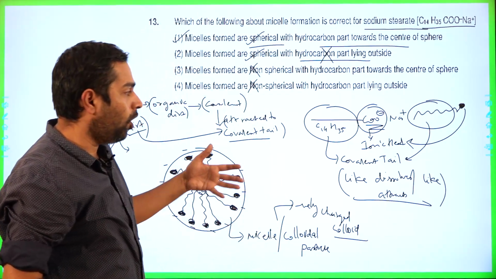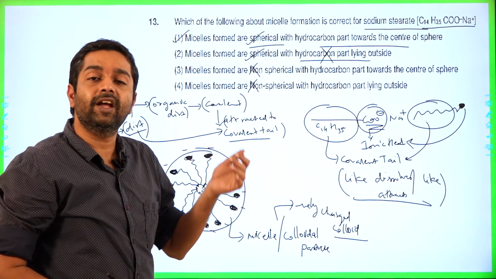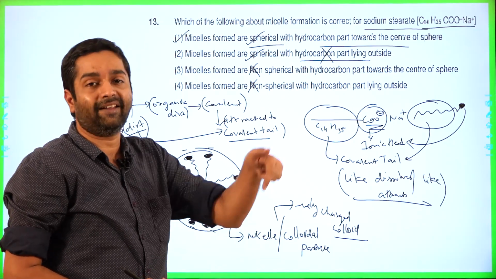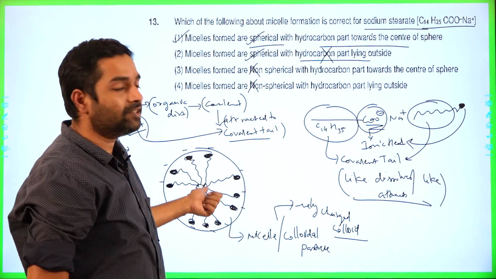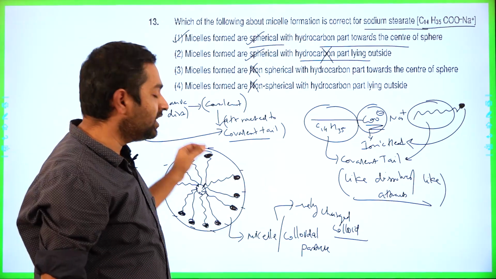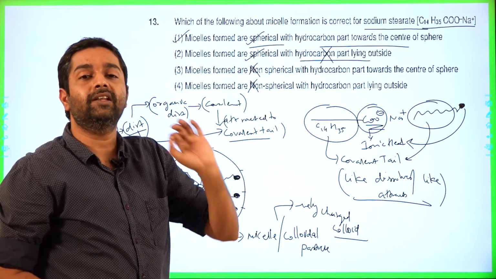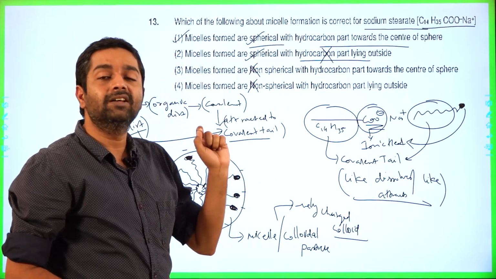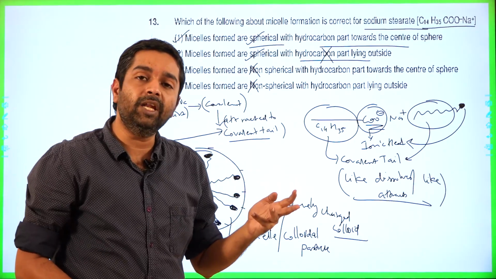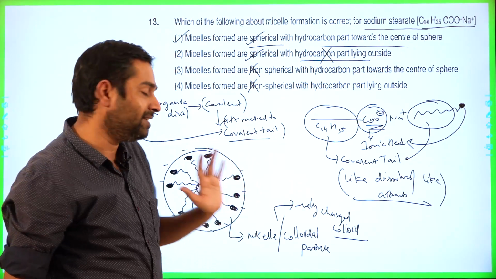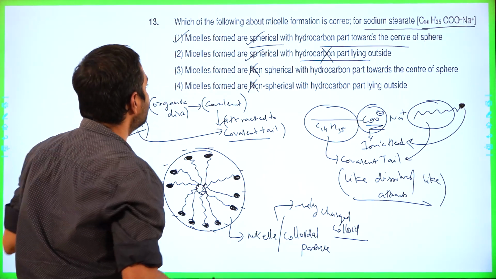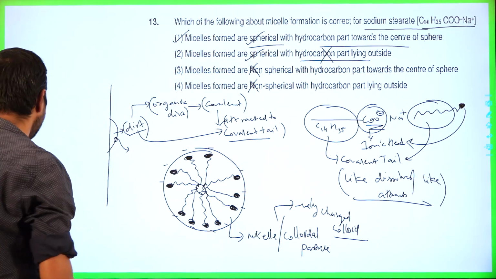Why is it that way? Because the surface area is minimum. Why? Because there is a residual force left over. What kind of residual force? An attractive residual force is left over. Here there is a residual repulsive force left over. But the principle remains the same. When you have a residual force left over, the system will move towards a scenario where surface area is minimum. Why? Because surface energy will be minimum, and stability will be slightly better. That is the idea. So a spherical shape is preferred here, spherical with the hydrocarbon part towards the center of the sphere. Option 1 is the correct answer for this question.